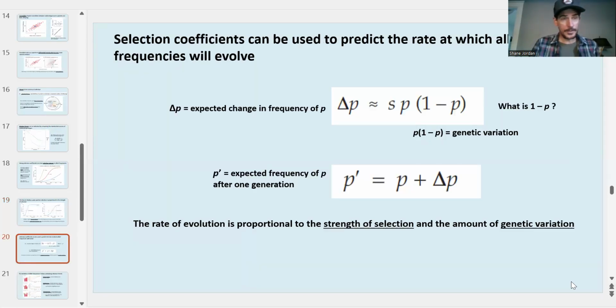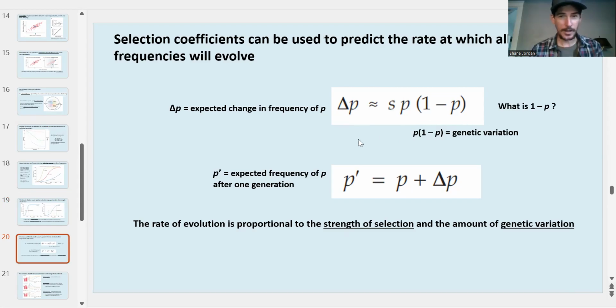So as we have seen from these examples, selection coefficients really can be used to predict the rate at which allele frequencies are going to evolve. And this points towards something very important, which is that the rate of evolution is proportional to the strength of selection and the amount of genetic variation.